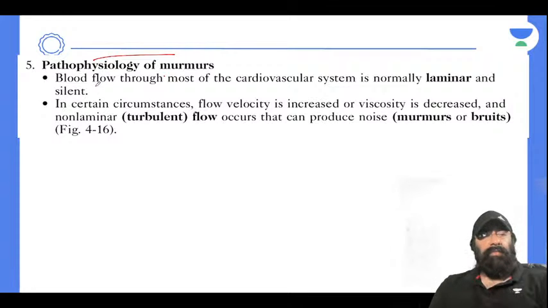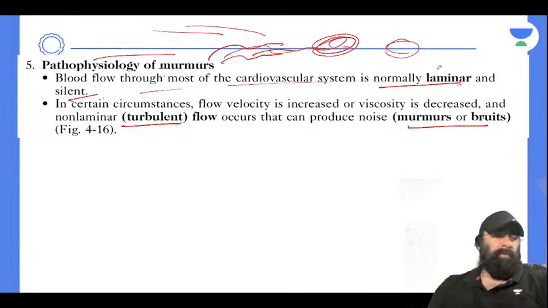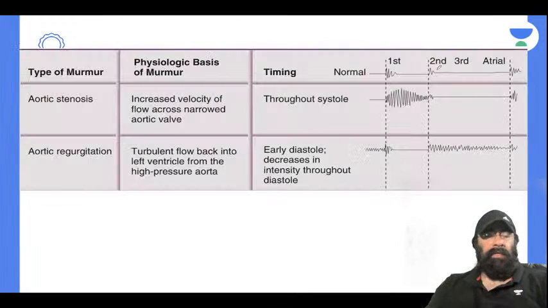So, what is the pathophysiology of murmur? Murmur is basically the turbulence of the blood flowing through small holes, small openings, or leaking through small openings and creating sounds. Okay, anywhere it is normal, laminar flow is silent, and turbulent flow causes sounds, murmurs, or bruits. So, yes, Suraj is saying yes, very nice.